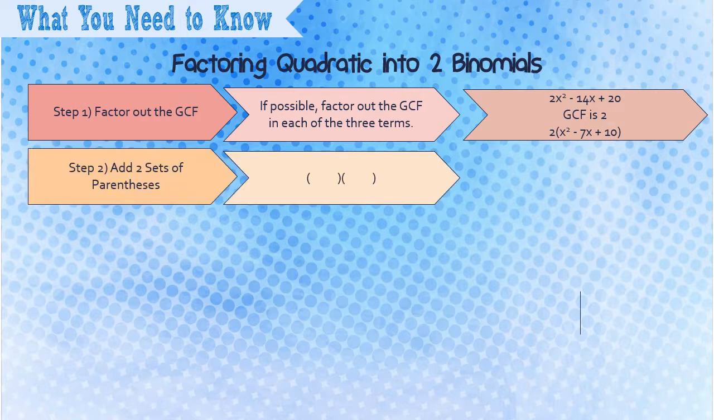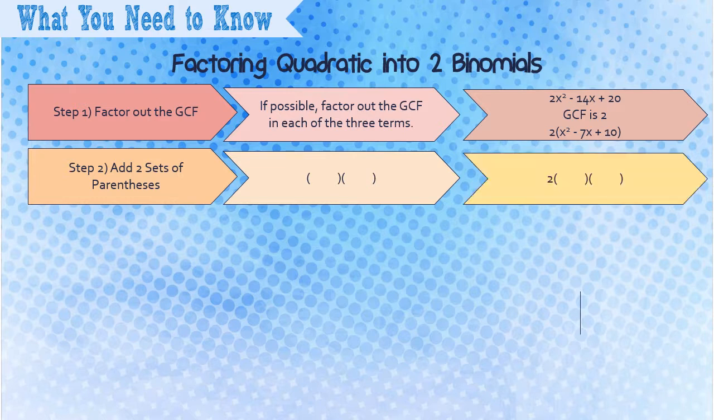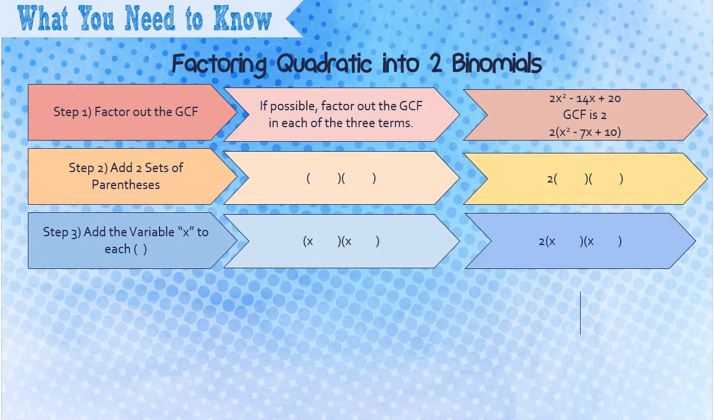Now that we've done that, we're going to add two sets of parentheses because we want to factor that entire trinomial into two binomials. It's going to look something like this. I'm going to have my GCF out front, and then my parentheses open for my two binomials. The third step is to add an x, or whatever your variable is, into those first parts. So the first term in my first binomial and the first term in my second binomial, I put my variable.